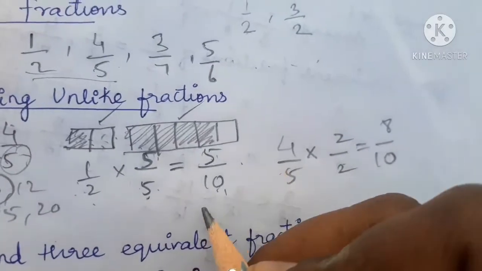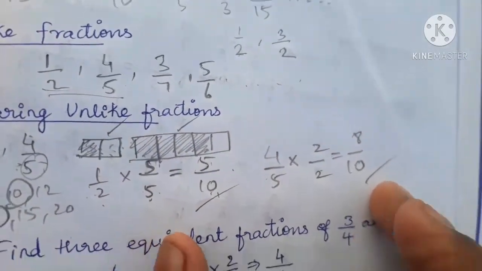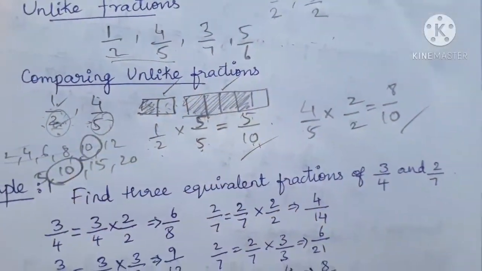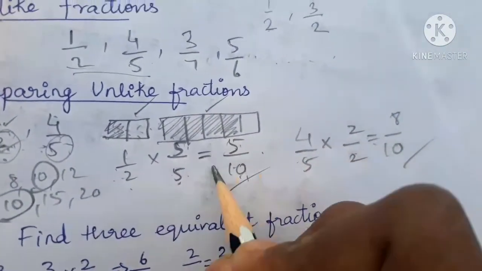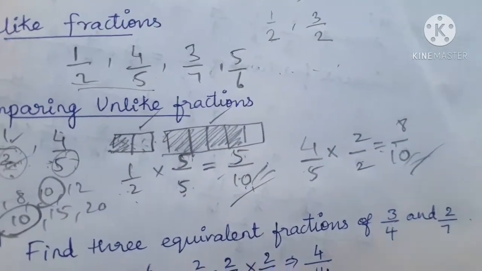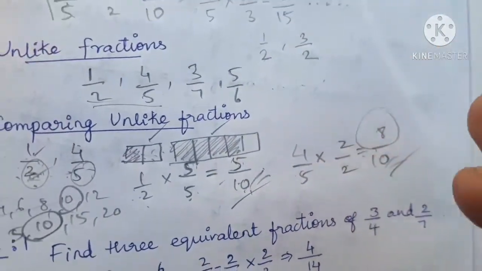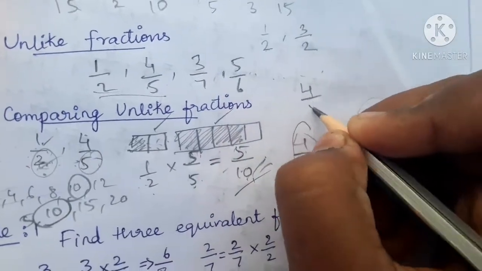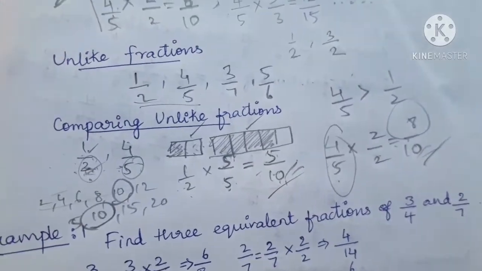Now you should see these have become like fractions. So what we are doing in comparing unlike fractions is we convert them into like fractions and then compare. These two are like fractions because both the denominators are the same. So 5 and 8, which is greater? I think 8 is greater. So what is the corresponding fraction? It is 4 by 5. So 4 by 5 is greater than 1 by 2. Okay, I think you understood.